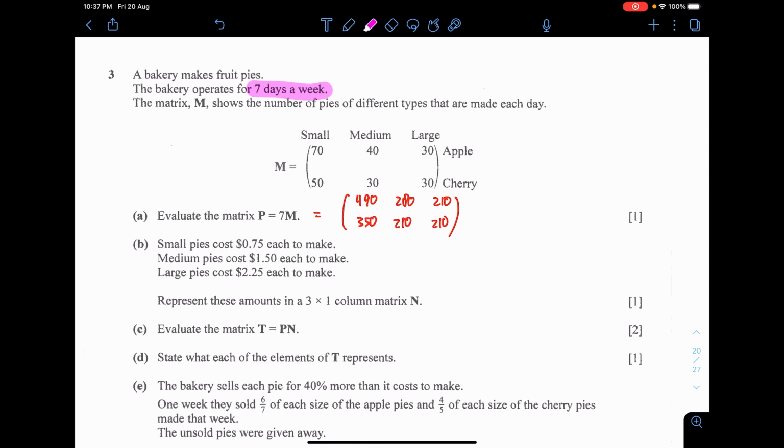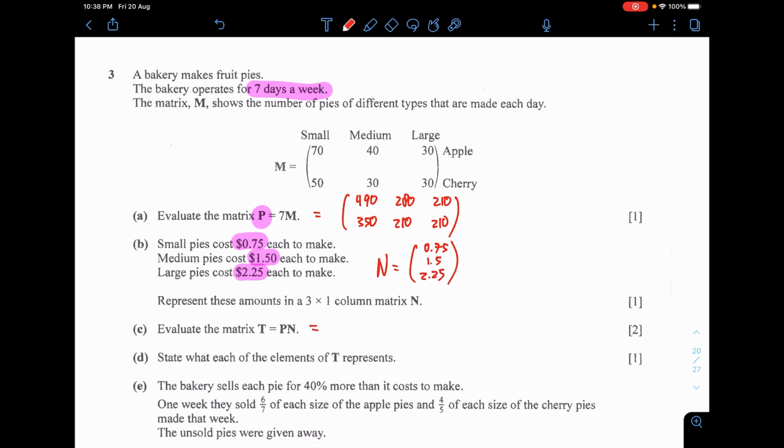Before we continue, please understand what P actually represents. P is 7 times M. They mention 7 days a week, so this is basically the number of pies sold every single week, by size and type of pie: small pie, medium pie, and large pie. Each of them has a cost. Next you need to put it in a 3 by 1 matrix. No issue here.